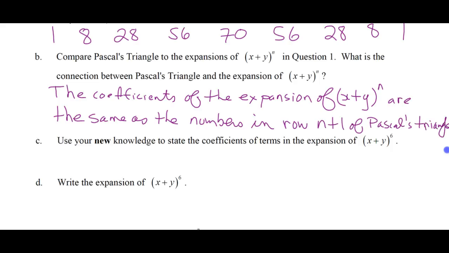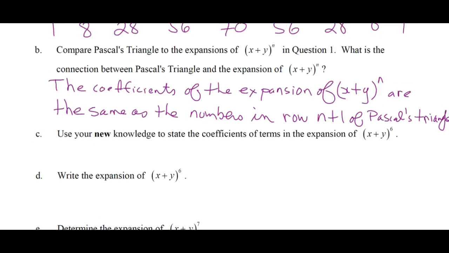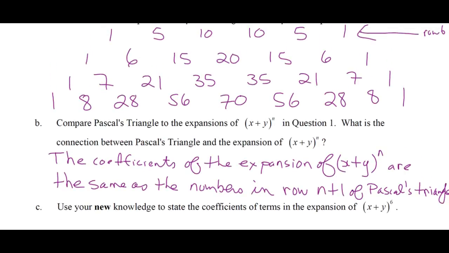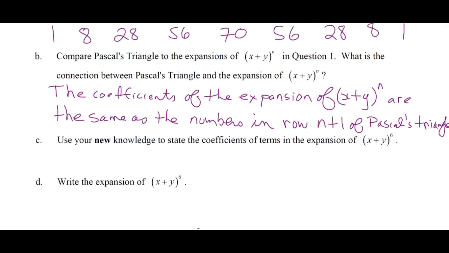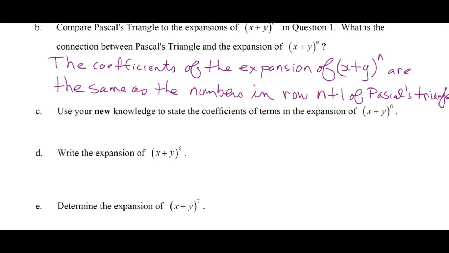Use your new knowledge to state the coefficients of terms in the expansion of x plus y to the 6th. Well, we know it's the numbers in the 7th row, which are above us, right? They're sitting there, so we can just write them out. So we know this is row 7.